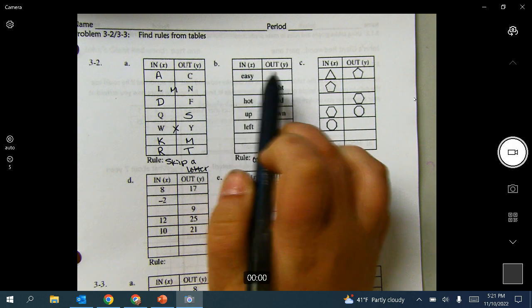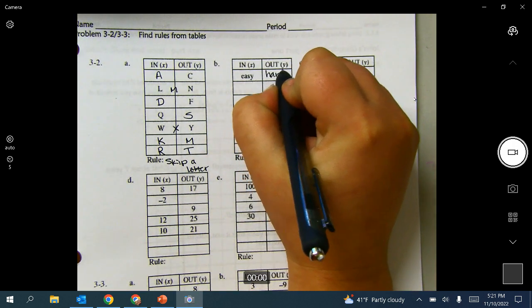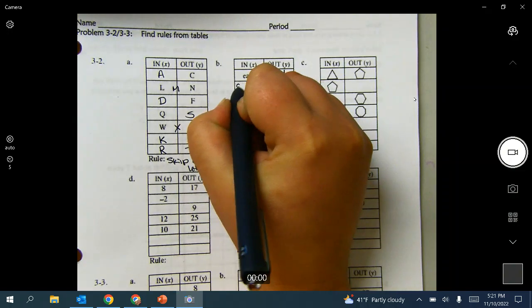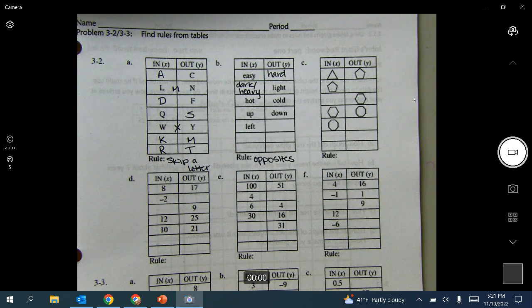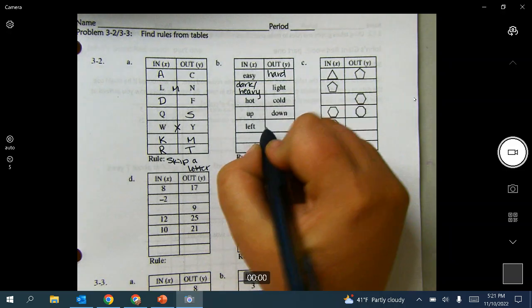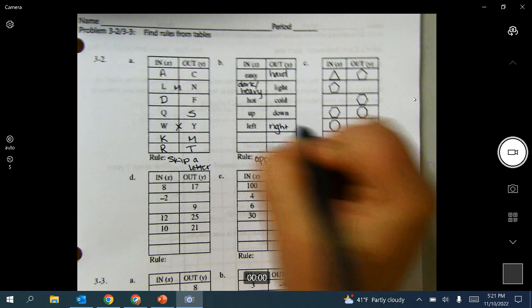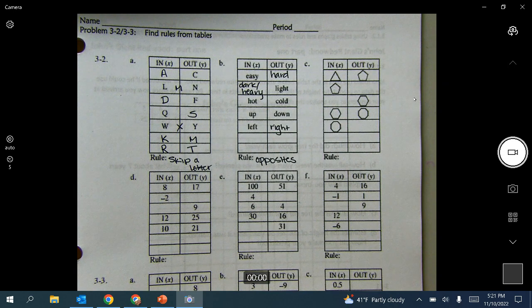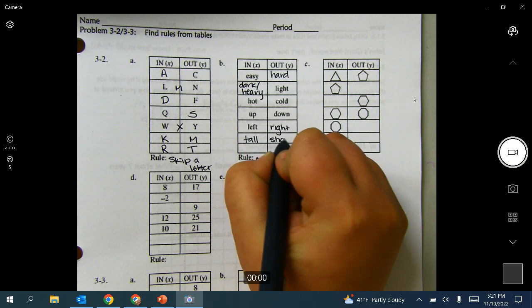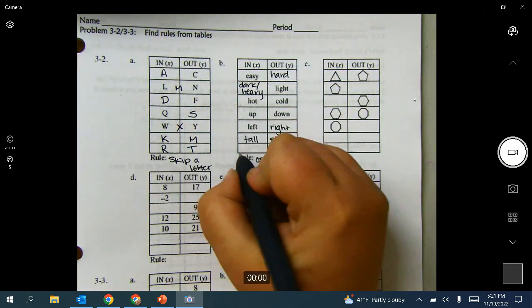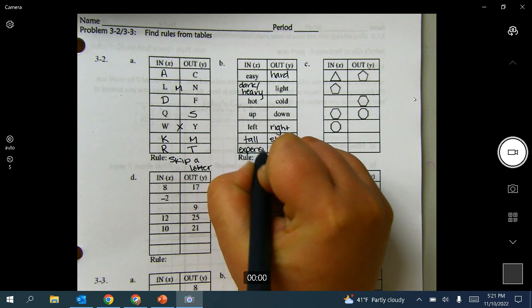So if I have easy, the opposite of easy would be hard. The opposite of light could either be dark or even heavy, depending on how you're looking at it, right? If we're talking about something being light in weight, then heavy would be the opposite. If we're talking about something being light, like bright, then the opposite of that would be dark. Down here, the opposite of left is right. And then the opposite of tall is short. Opposite of expensive, cheap.